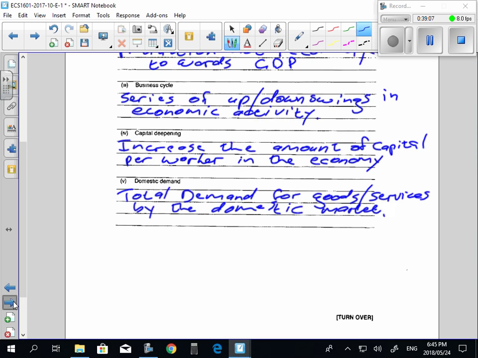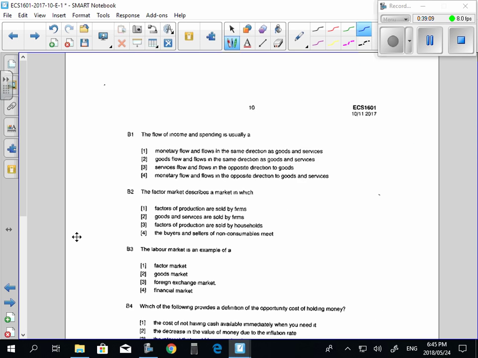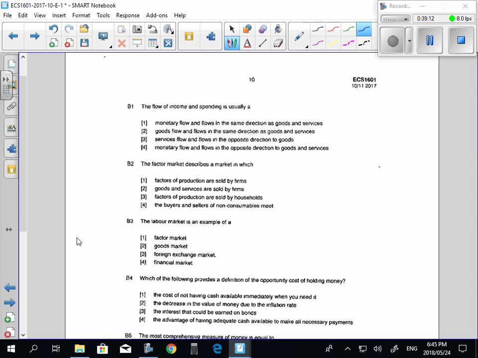Right, so multiple choice. Number one, the flow of income and spending is usually... Now, when we look at the flow of income and spending, what is income and spending? It is money, okay? So it's obviously a monetary flow. It's not going to be goods. It's not going to be services. And when you walk into a store and you purchase something, you give them the money and they give you the products. The product and money are moving in the opposite directions. So it would be option 4.